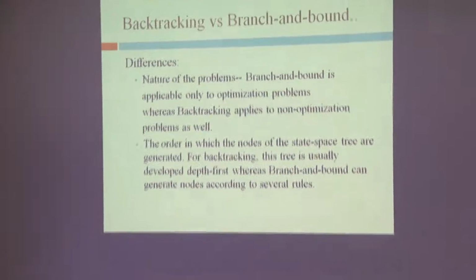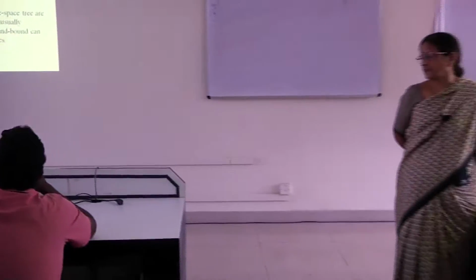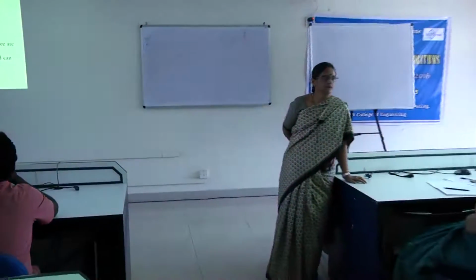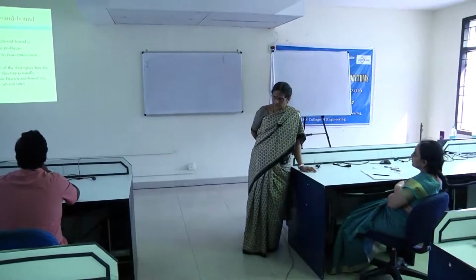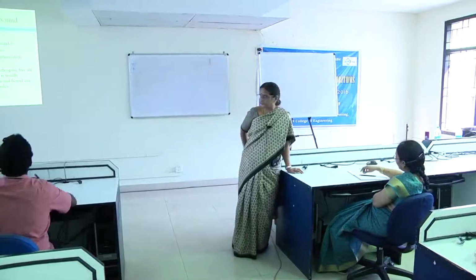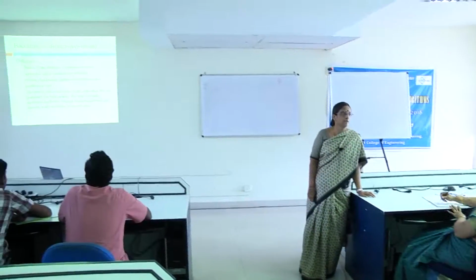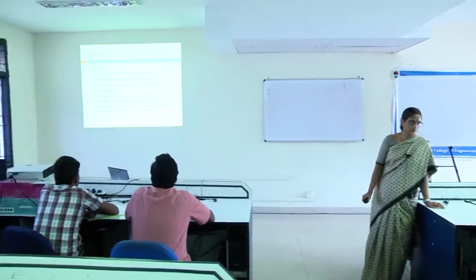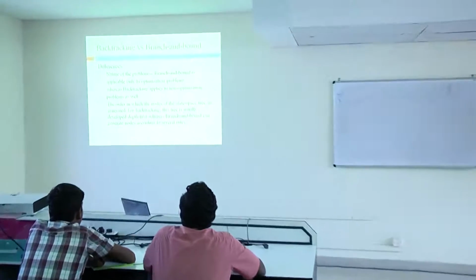So we call that an objective function. Something that needs to be maximized or minimized, subject to some given constraints. That is called an optimization problem. And we apply branch and bound only to optimization problems. We will see how we do that. Next bullet.